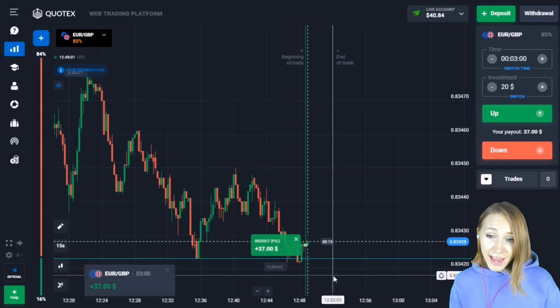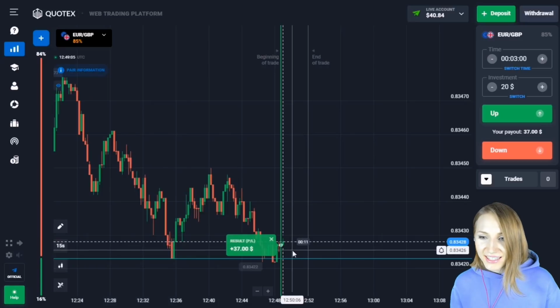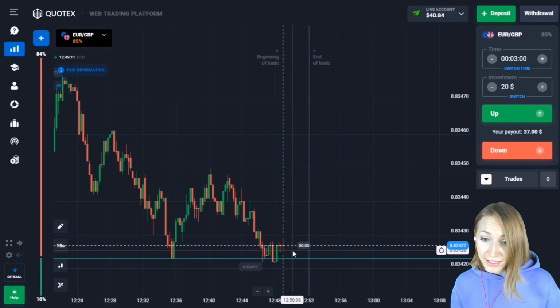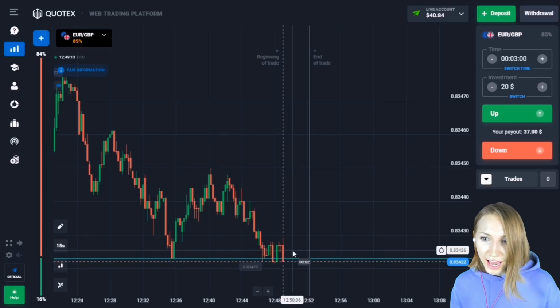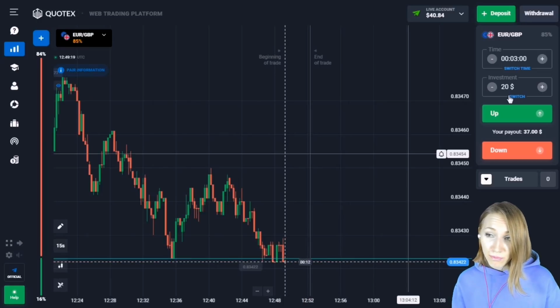Well, guys, it's not bad. The price continued moving down, and we have got the profit again. So you can see the price hasn't broken through our support level yet. And you can see a small flat is happening right now and sticking to our level. So let's open the next trade.